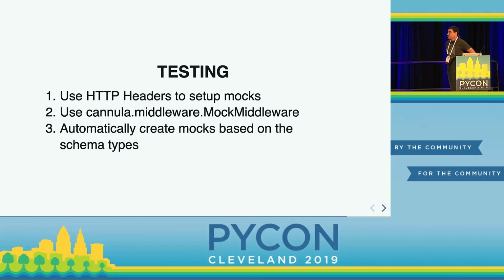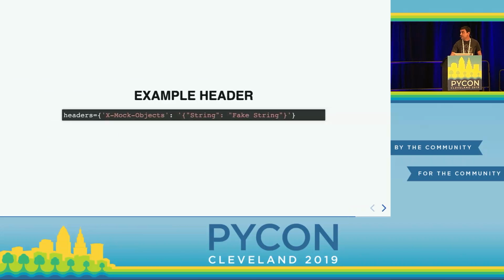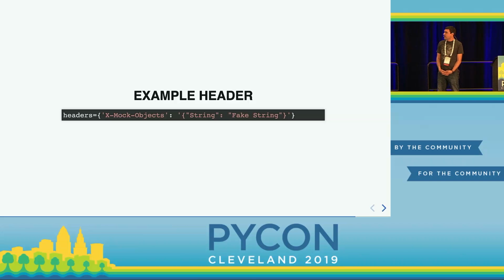The approach that I've taken to testing is to use HTTP headers to set up my mocks. And I have the Cannula middleware, the mock middleware, which allows you to automatically create mocks based on the schema types in your schema. And here is an example of that header. Kind of hard to read, but we just set the header x mocks objects, and we pass it a JSON string of things we want to replace in our schema. So for every string type in my schema, I'm going to return a fake string. And you can do this with any of your custom types as well.